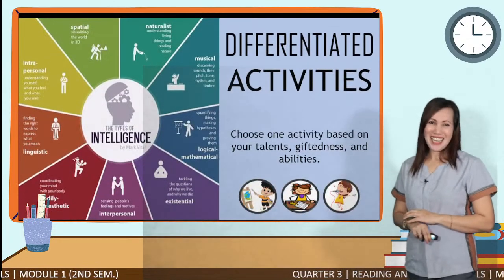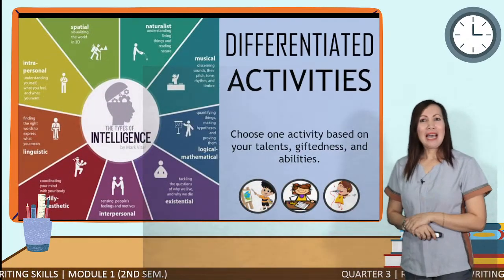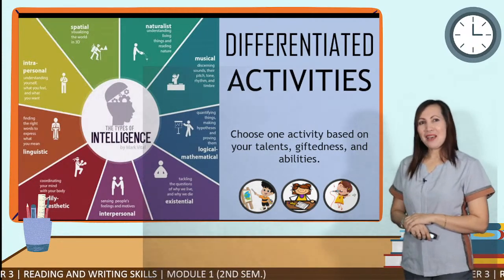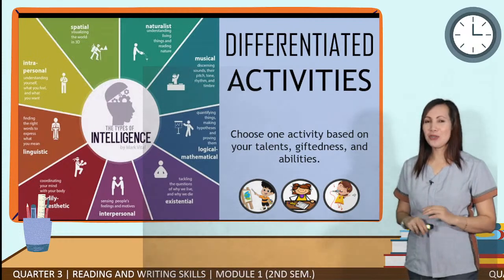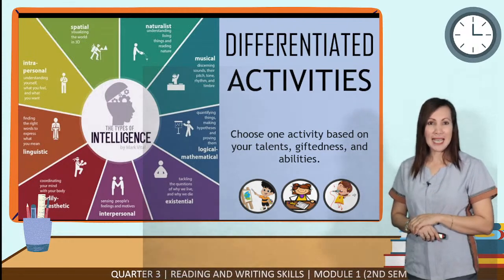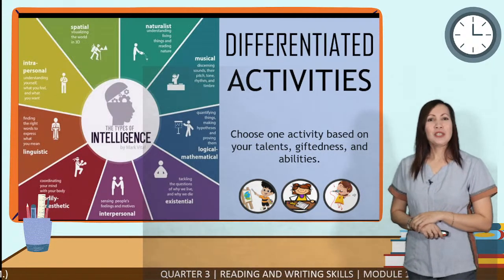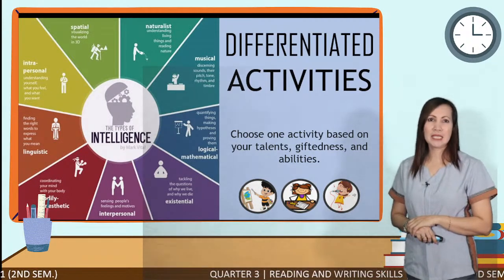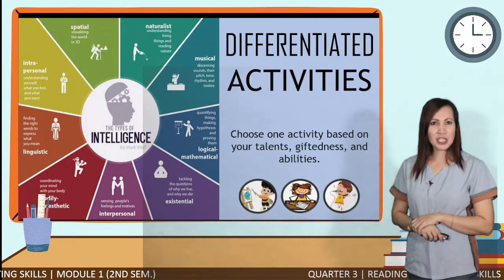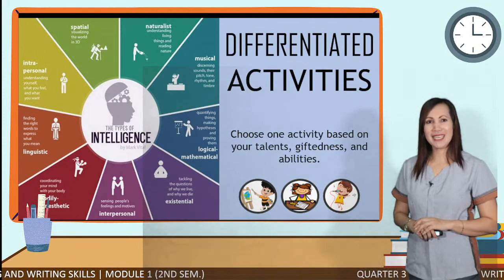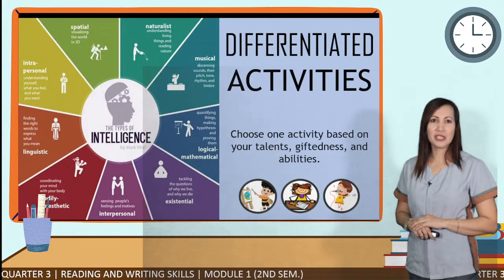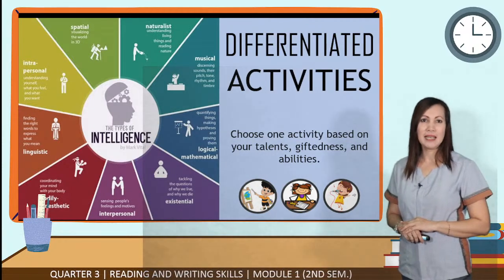Well done, senior high school learners. This time, I'll give you another challenge to further enhance your skills. We will be having differentiated activities. I know that you are all unique in your own ways and that you are all gifted, talented, and capable. So you're going to choose one activity based on your talents, giftedness, and abilities. But since we don't have much time, you are going to submit your outputs at the end of the week to your teacher.